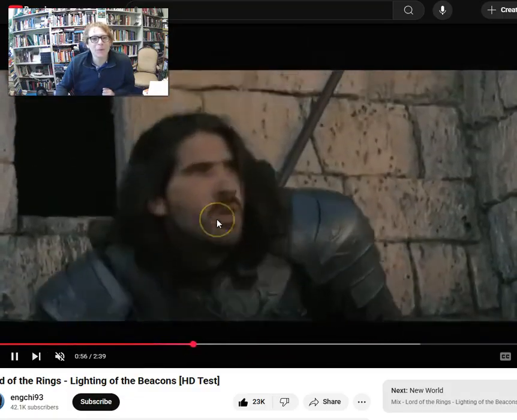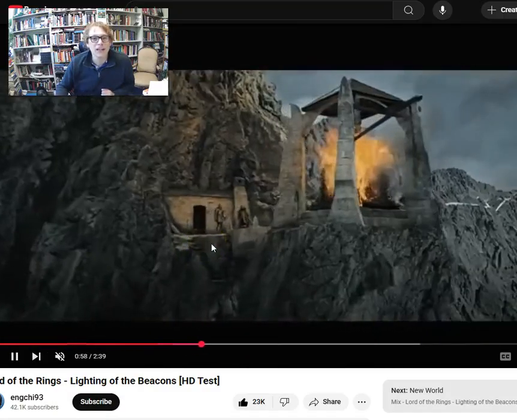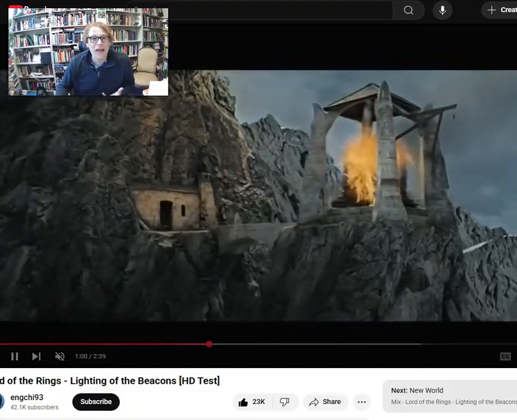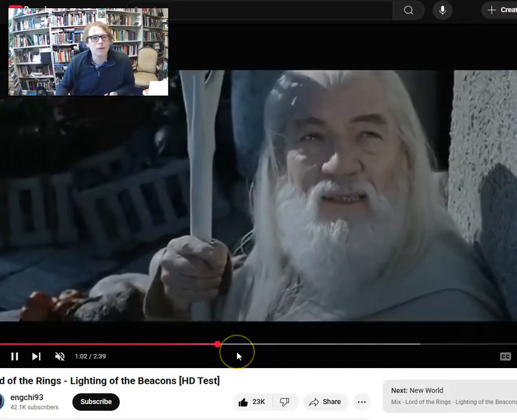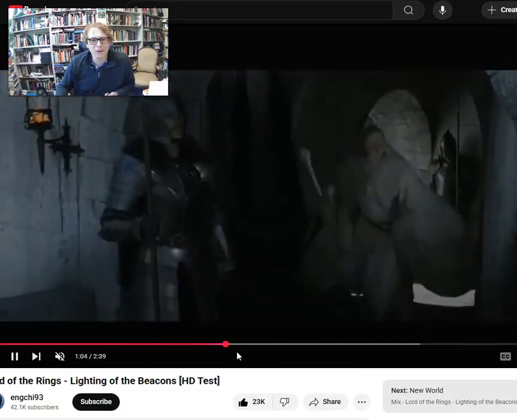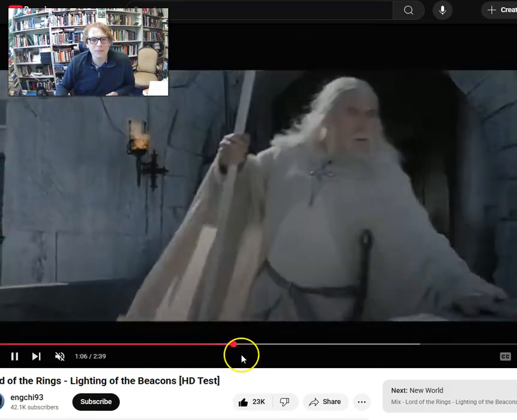The guard sees it. What's happening? These are the guys who were supposed to light it if they'd been ordered to. They hadn't been ordered. Pippin sneaks in and does it. That's different than the book, by the way. In the book, Pippin isn't the one who lights it, but in the movie he is.